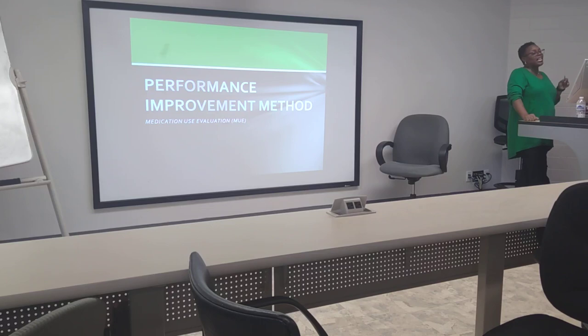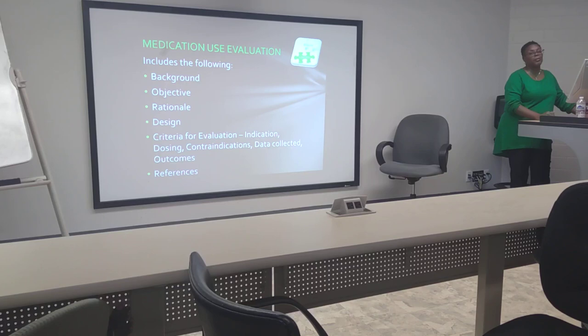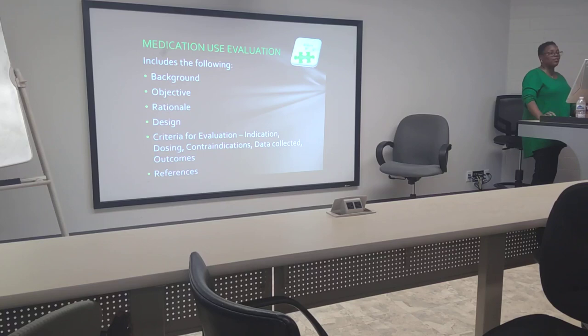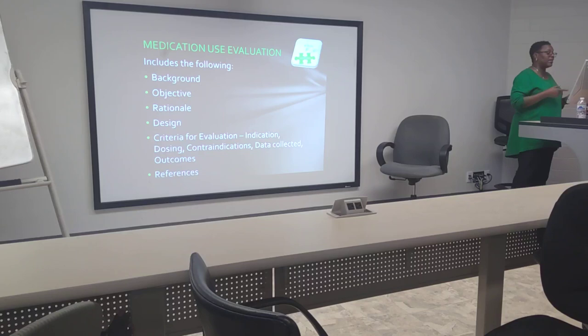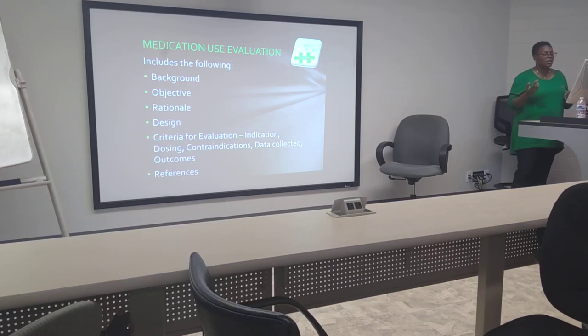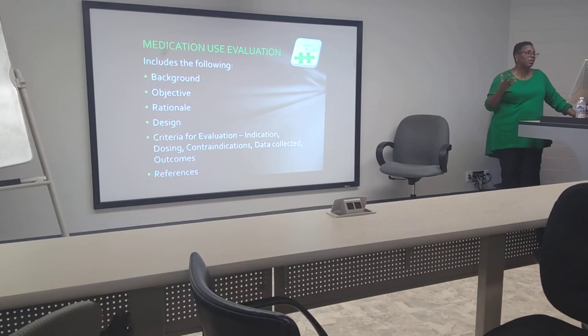Medication use evaluation. This is the last thing that I'm going to talk about before we get to our quick activity. A lot of times when we want to look at performance improvement, we focus on the MUE. We hear that a lot in drug information. In your drug information rotation, people do an MUE for sure. The medication use evaluation includes the background, objective, the rationale for taking the medication or adding it to the formulary, the design, criteria for evaluating the drug, the outcomes, and the references. So anytime you are evaluating a drug to be added to the formulary, you want to make sure that you have all the information that you need.